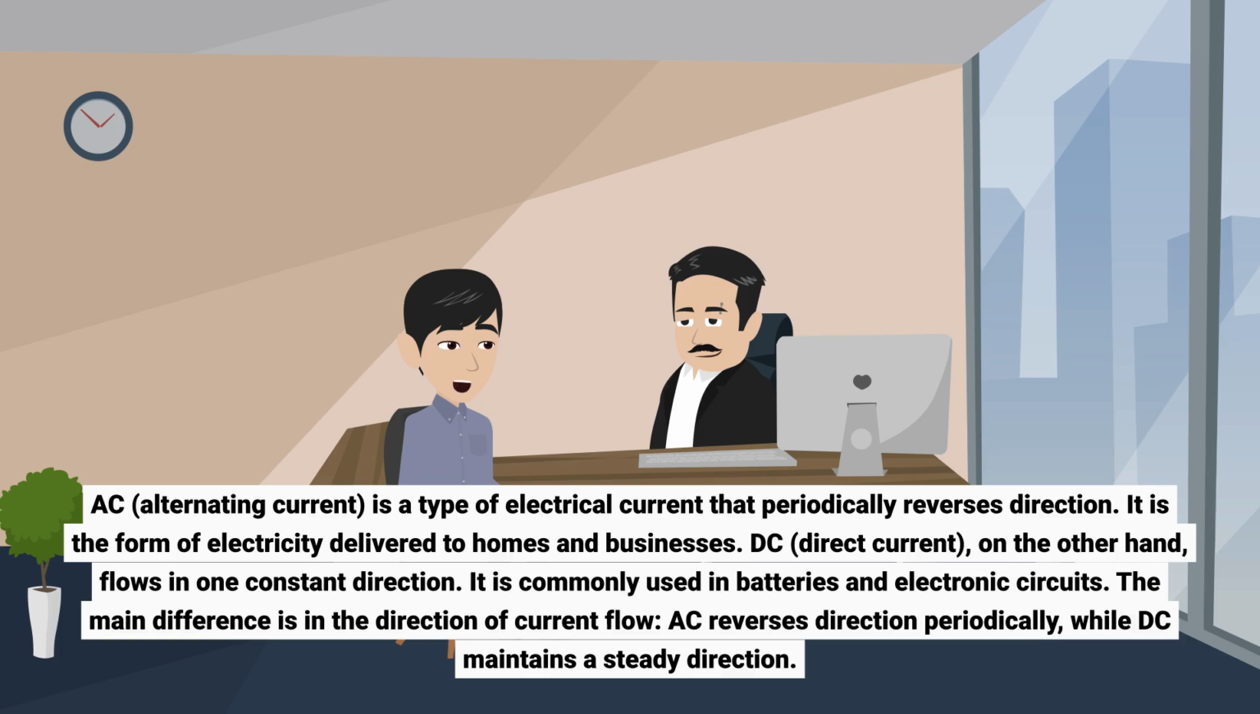Can you differentiate between AC and DC power? AC, alternating current, is a type of electrical current that periodically reverses direction. It is the form of electricity delivered to homes and businesses. DC, direct current, on the other hand, flows in one constant direction. It is commonly used in batteries and electronic circuits. The main difference is in the direction of current flow. AC reverses direction periodically, while DC maintains a steady direction.